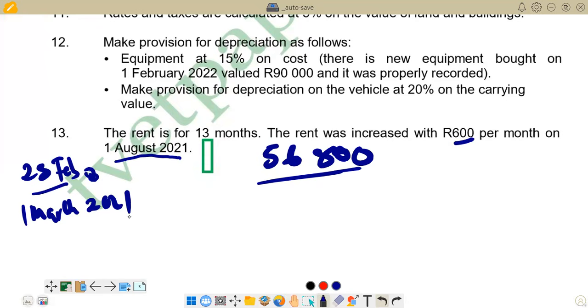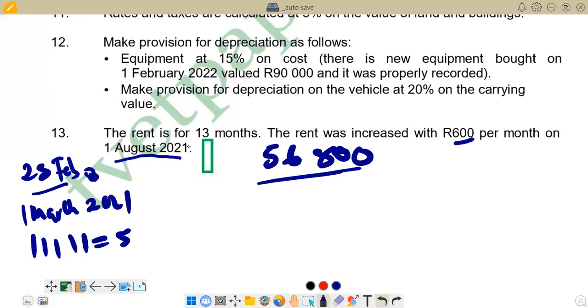So that is from March, the whole of March. Then we have April, May, June, July. That's when the rent was not yet increased. And we have 1, 2, 3, 4, 5 months there. So we've got 5 months before the rent was increased.